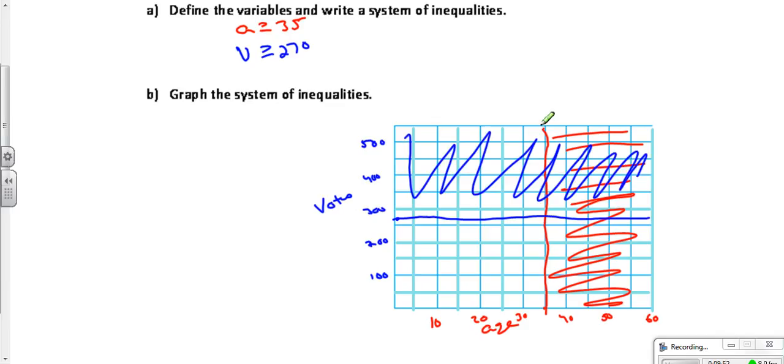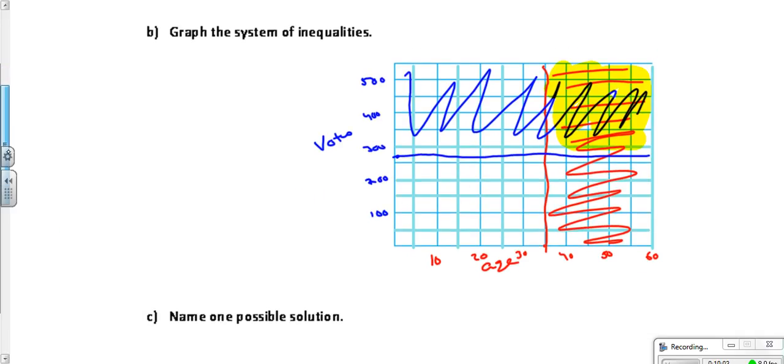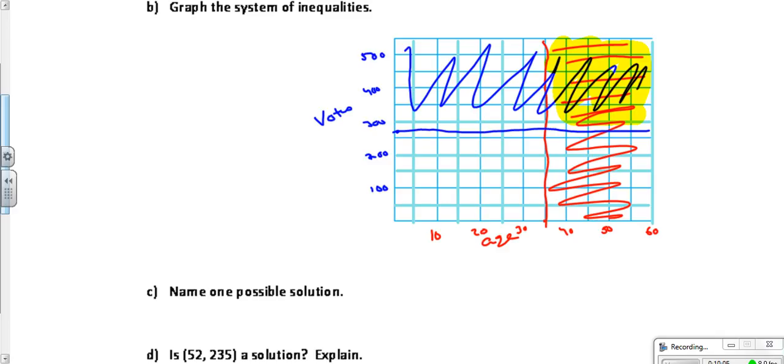So where's our solution? Well, the criteria to be elected would need to be in here. So having that amount of votes and being the right age. Now a question says, name one possible solution. Well, we can pick a lot of them. In this yellow region, we can pick one. I want to pick this one right there. And that coordinate is 55, that's the age, and they got 500 votes.